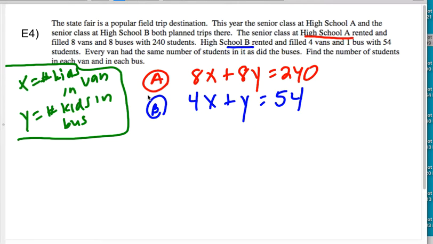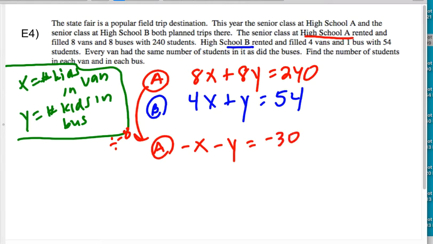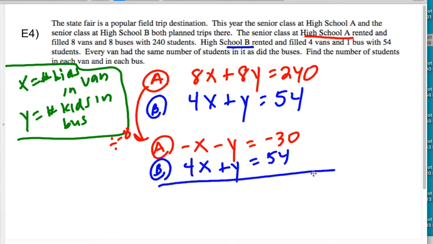I would like to point out that this is a really good time to notice that the entire top equation is divisible by 8. So your numbers get a lot smaller if you say, hey, I'm going to divide this by not just an 8, but a -8, because that would make it easy elimination. So I'm going to get -x minus y equals -30. And now that lines up really well with my B that was 4x plus y equals 54. And again, you don't have to see that, but it's handy if you do.